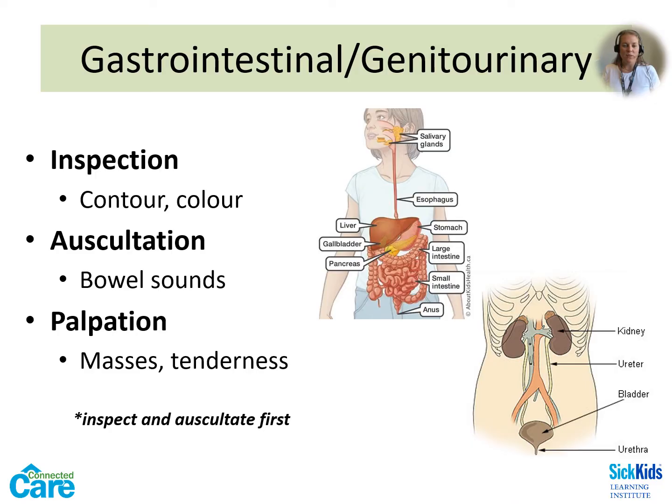Let's move on to reviewing the GI and GU systems. Inspecting and auscultating these systems first is important to ensure you obtain accurate assessments. Inspect the general appearance of the child's abdomen. Does it appear larger than baseline? Do they appear distended? Is there any change to the color of the skin around the abdomen? Remember that young children typically have a potbelly appearance.